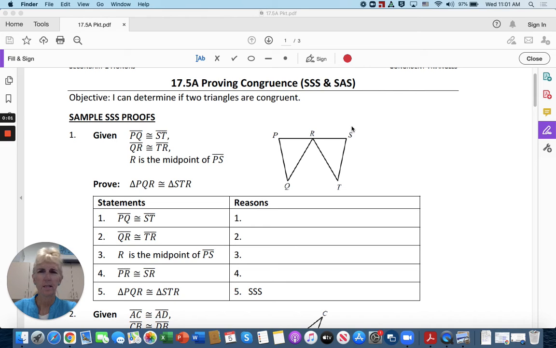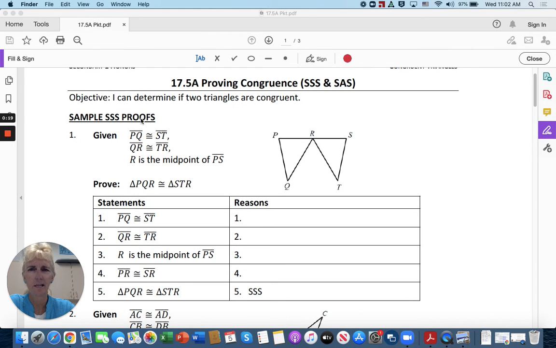Hello students, today we are going to be going over 17.5a, proving congruence. And we are going to prove by side, side, side, and by side, angle, side. So those are what those initials stand for. Our objective today: I can determine if two triangles are congruent.